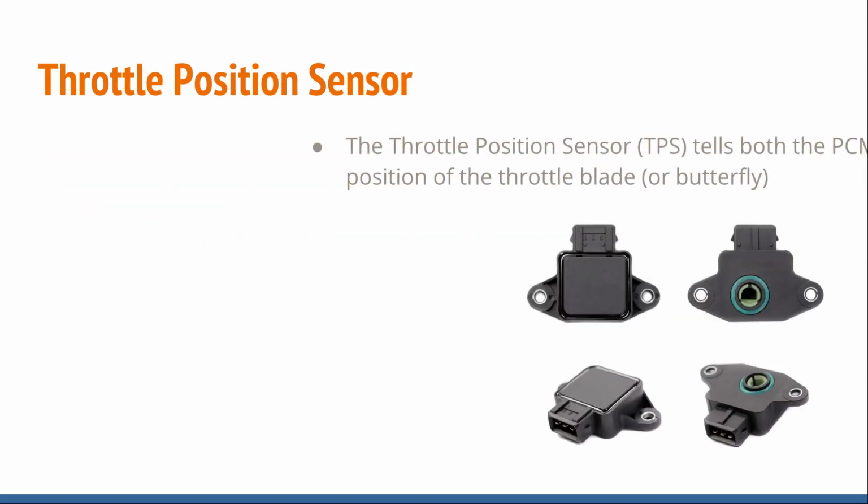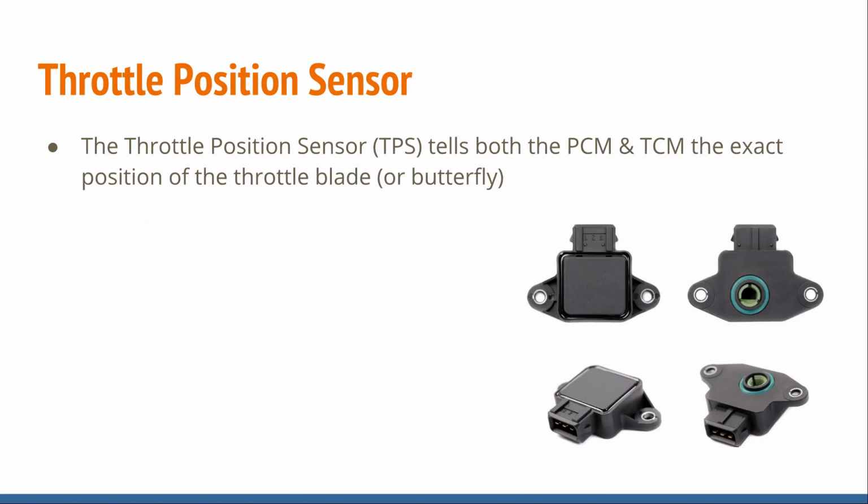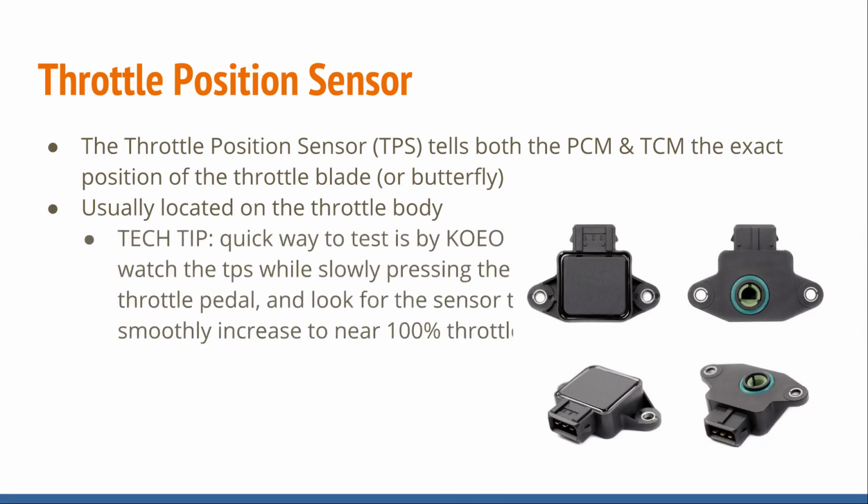Okay, throttle position sensors, also known as TPS sensors. They tell the computer the exact position of the throttle blade as you're stepping on the throttle. Usually located right on the throttle body.